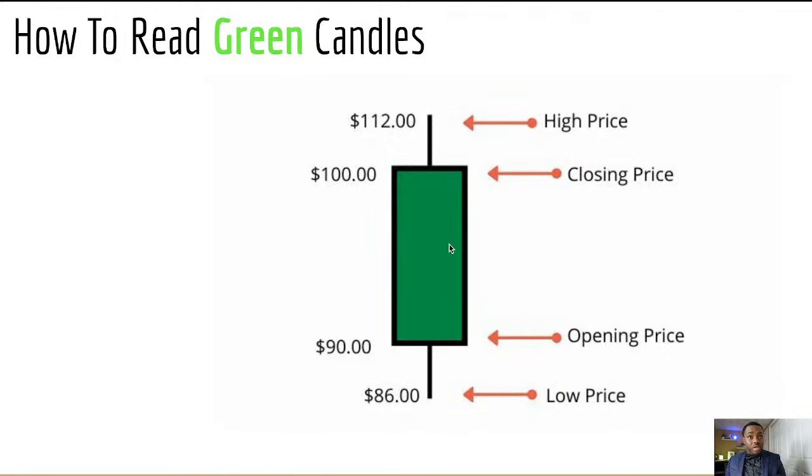This candle is green because it opened low at 90 and it closed high at 100. However, that wasn't all. It got as low as 86 and it got as high as 112. It's green because it opened low and closed high. Let's look at the opposite.